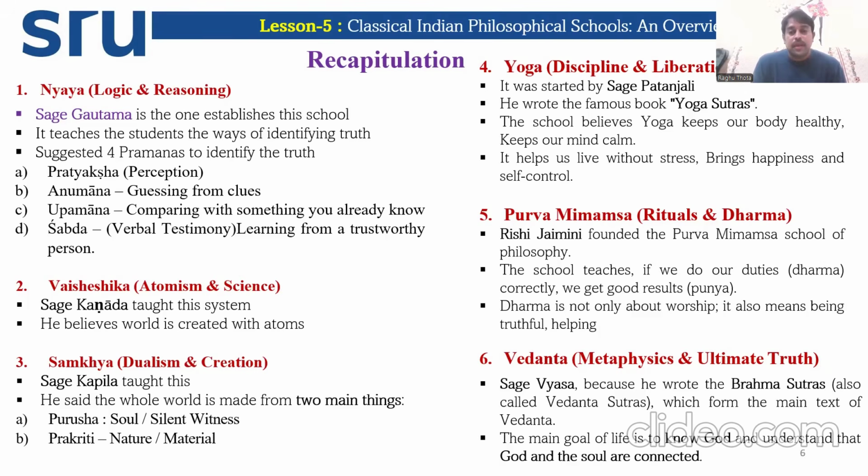It was proposed by Rishi Jaimani. The school teaches that if we do our duties, that is nothing but dharma, correctly, we get good results. So we need to follow the nature, the order of the nature, the guidelines of the nature, the morals of the nature. If you strictly abide by the rules of the nature, the orders of the nature, we will have good results. Whenever you try to violate the orders of the nature, the rules of the nature, it leads to destruction.